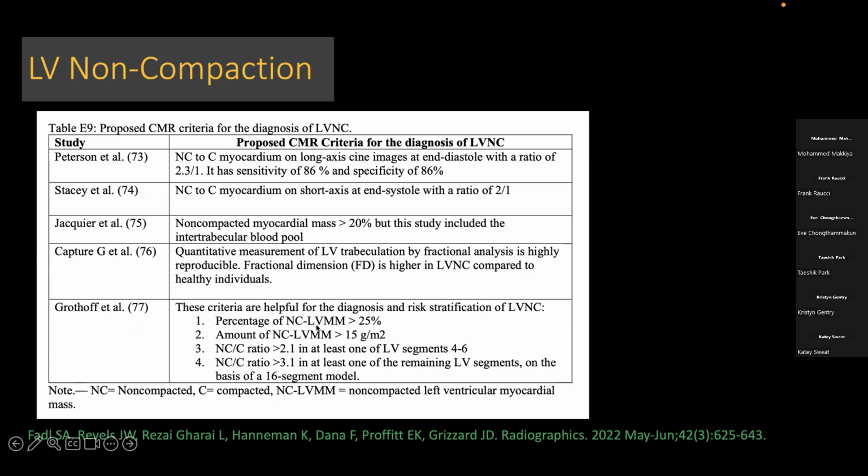I'm just highlighting that it's used for risk stratification, and usually the percentage of the non-compacted myocardium to the left ventricular myocardial mass is more than 25%. Involvement includes a non-compacted to compacted ratio of 2.1 in the lateral segments 4 to 6, which are the lateral and inferior wall at the basal segment, or a ratio of more than 3.1 in the remaining segments. So these are the further criteria for the diagnosis, and the amount of non-compacted myocardium is more than 15 grams per square meter.